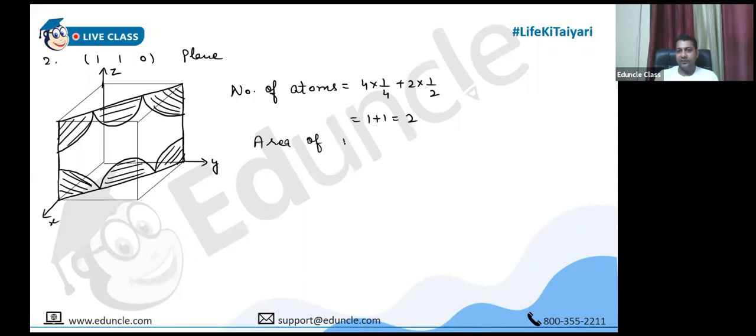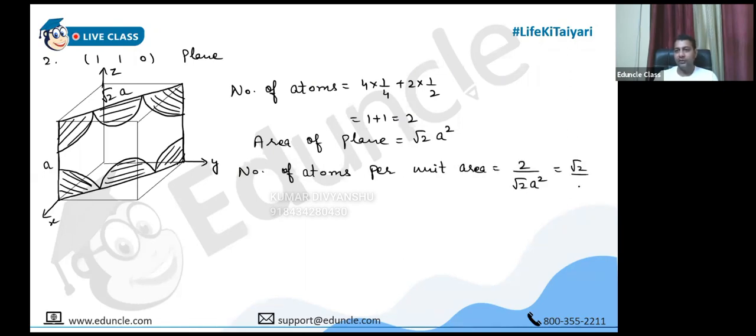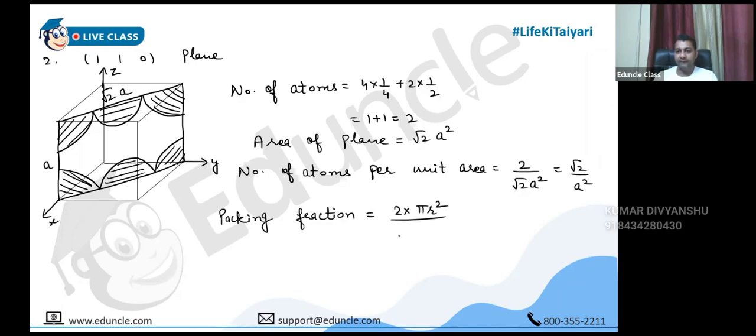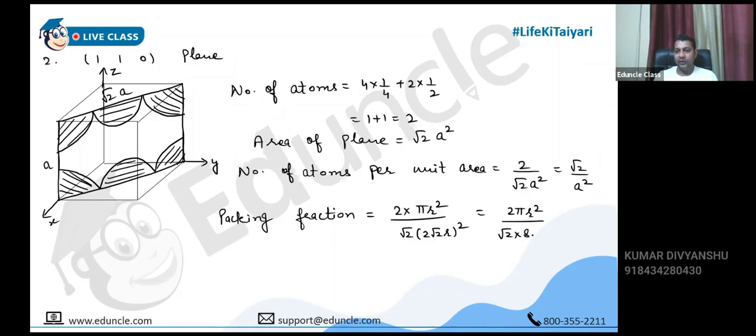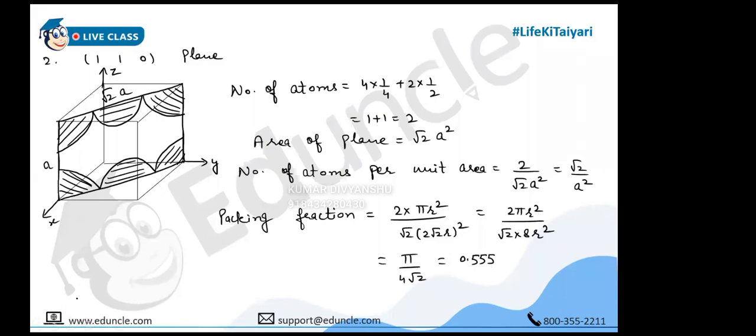And what was the area of plane? Root 2a square. We have already calculated the area in the simple cubic case. So number of atoms per unit area is 2 by root 2a square, which means root 2 by a square. So what about packing fraction? 2 atoms are there. 2 into pi r square and root 2a square, where A is 2 root 2r. So it will be 2 pi r square over root 2 into 8 r square. So it will be pi by 4 root 2. How much? This one also we have calculated, I think, 0.555. Yes, sir. Clear?